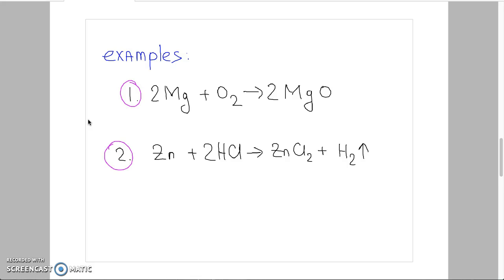Now guys, I want to give you 2 examples: the reaction between magnesium and oxygen, and the reaction between zinc and hydrochloric acid. I want you to find which elements are reducing agents and which elements are oxidizing agents. Now press the pause button and try to solve it by yourself.